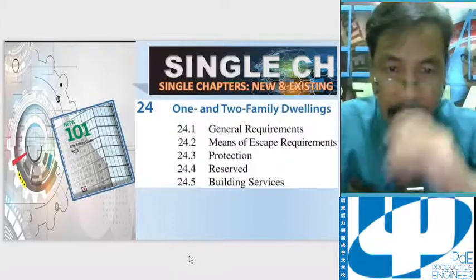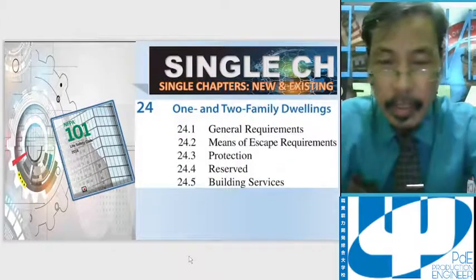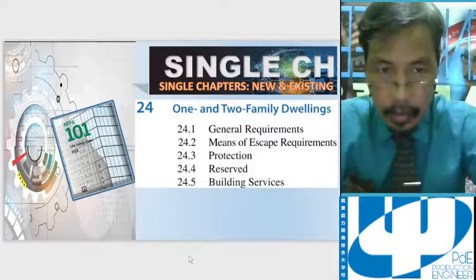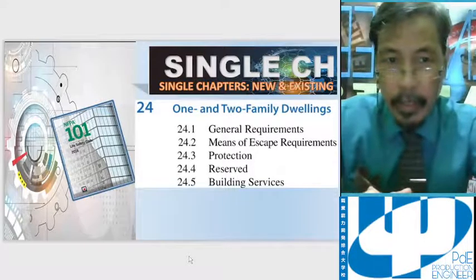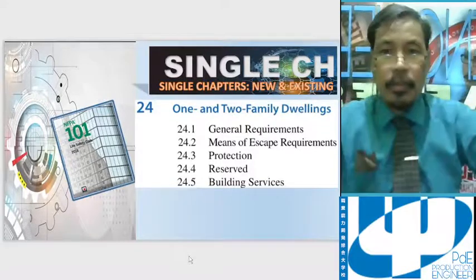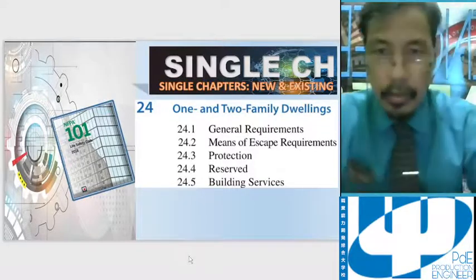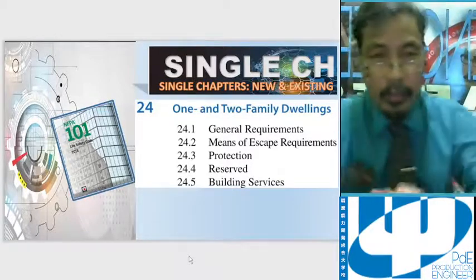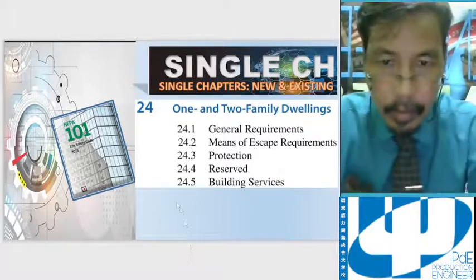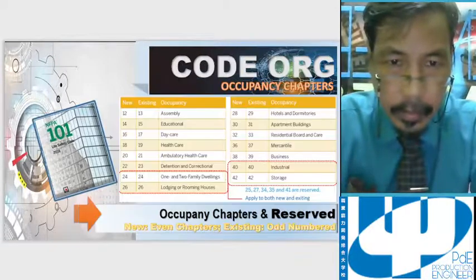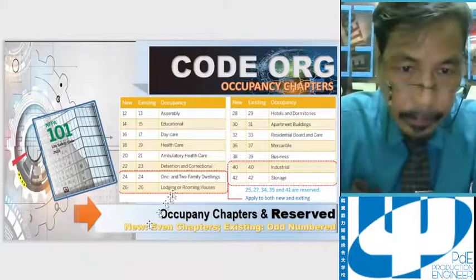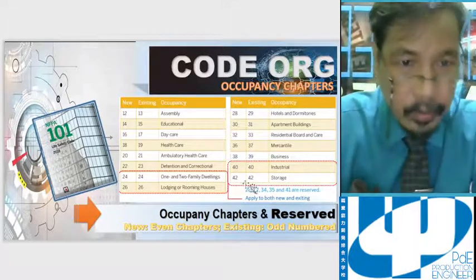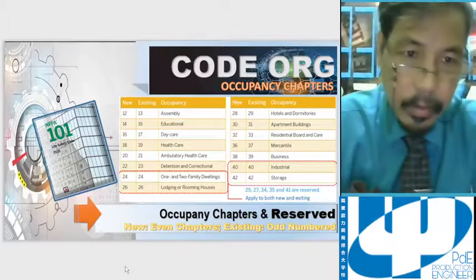Let us continue. First one is about single chapters on 1 and 2 family dwellings. Okay, so discussing new and existing in chapter 24. If you can go back, these are the chapters: chapter 24, chapter 26, chapter 40, and chapter 42. So there are 4 chapters.